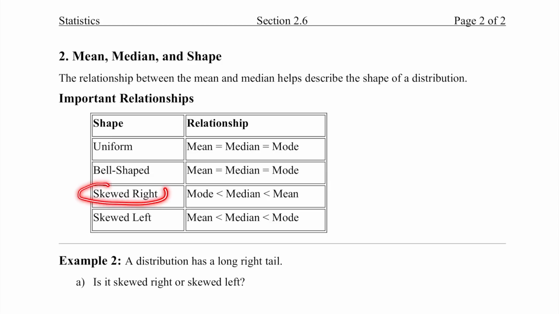In a skewed right distribution, some larger values pull the mean toward the right. As a result, the mode is less than the median, and the median is less than the mean. In a skewed left distribution, some small values pull the mean toward the left. So the mean is less than the median, and the median is less than the mode. The key idea is that the mean gets pulled toward the tail. That's an easy way to remember it.